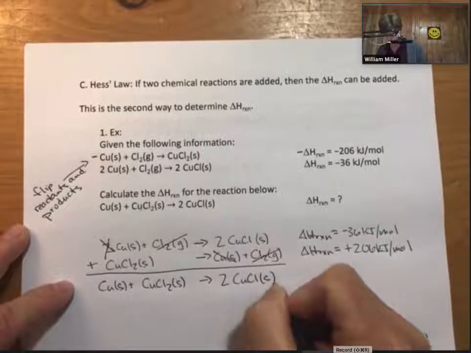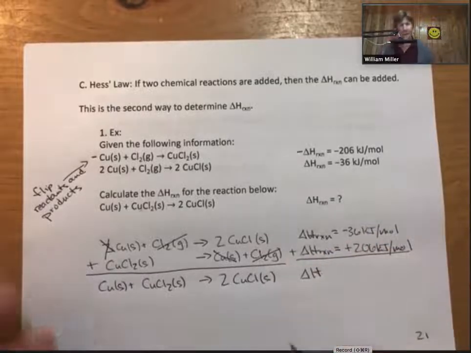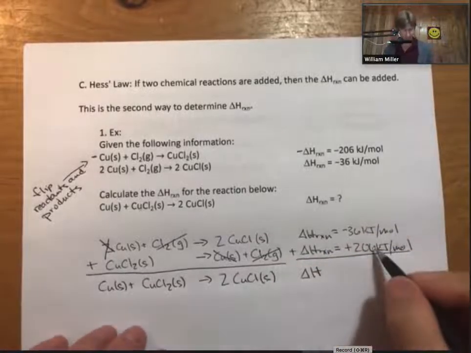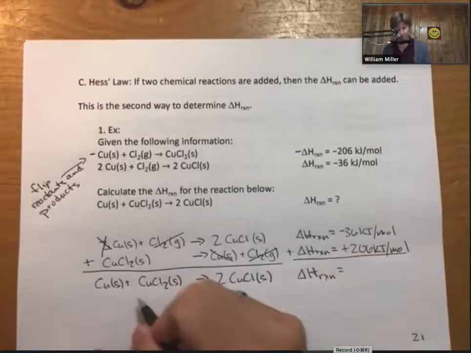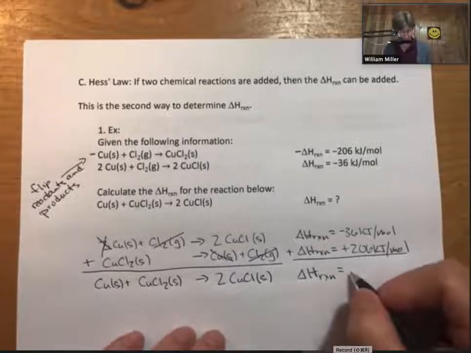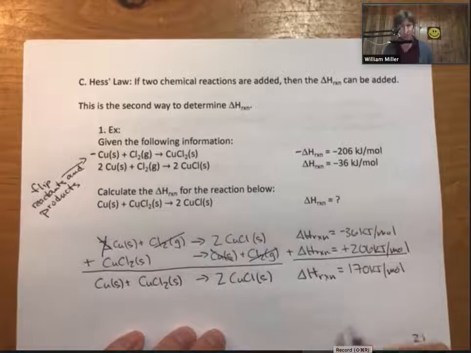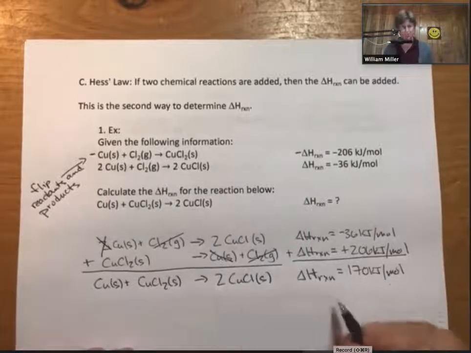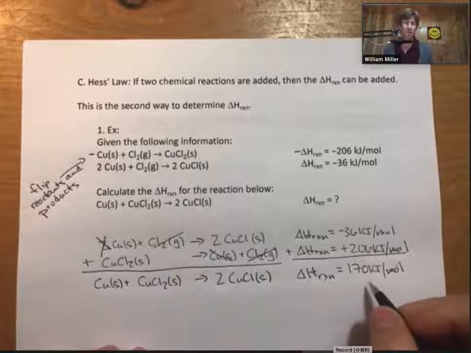Which is a harder reaction to do. So add my reactions, add my energies, and I get the delta H reaction for the reaction that I'm looking for. Let's see. So this bottom reaction is an endothermic reaction. It takes energy in order for this reaction to occur.